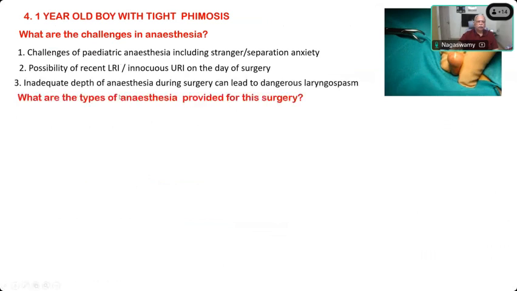And the third thing is inadequate anesthesia can produce dangerous laryngospasm. So that is another challenge, as I told you, in this particular surgery. So what are the types of anesthesia provided for this surgery? General anesthesia with caudal block, sir. Dorsal penile block. So you can classify into regional and general and combined regional and general.